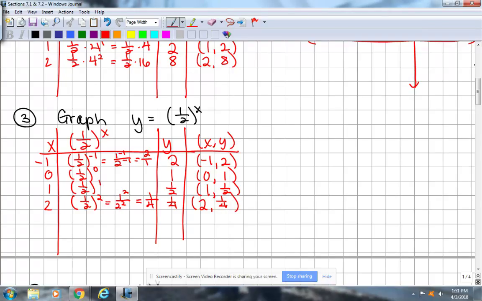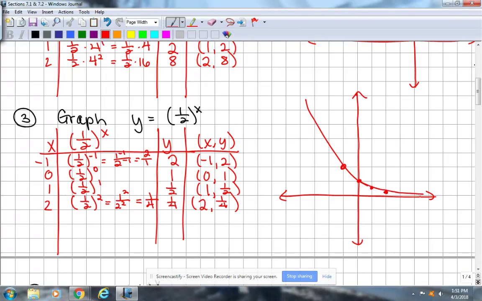So let's graph those points and see what happens. Again, all of my y values are still positive. Left one up 2, 0 up 1, right one up 1/2, right 2 up 1/4, and then make yourself a nice little curve. Now this one's called an exponential decay.